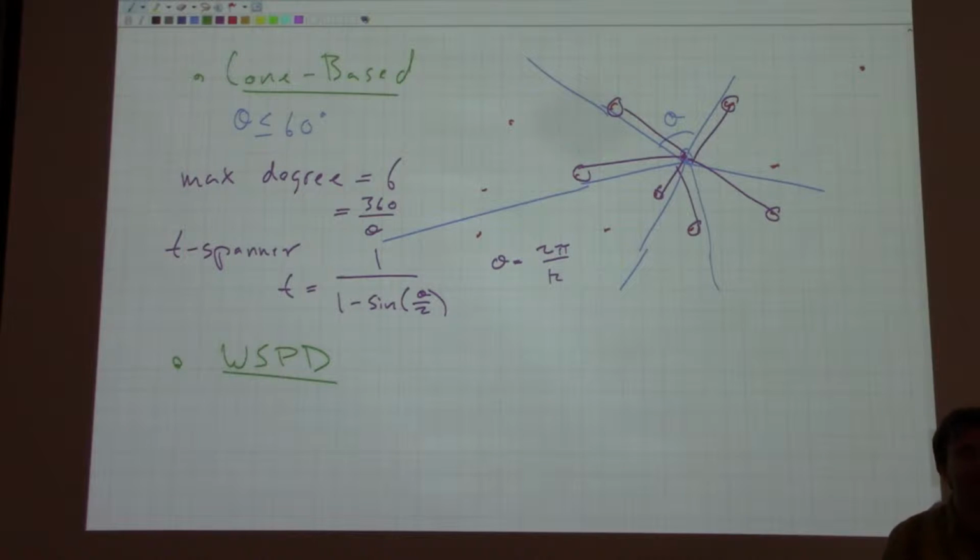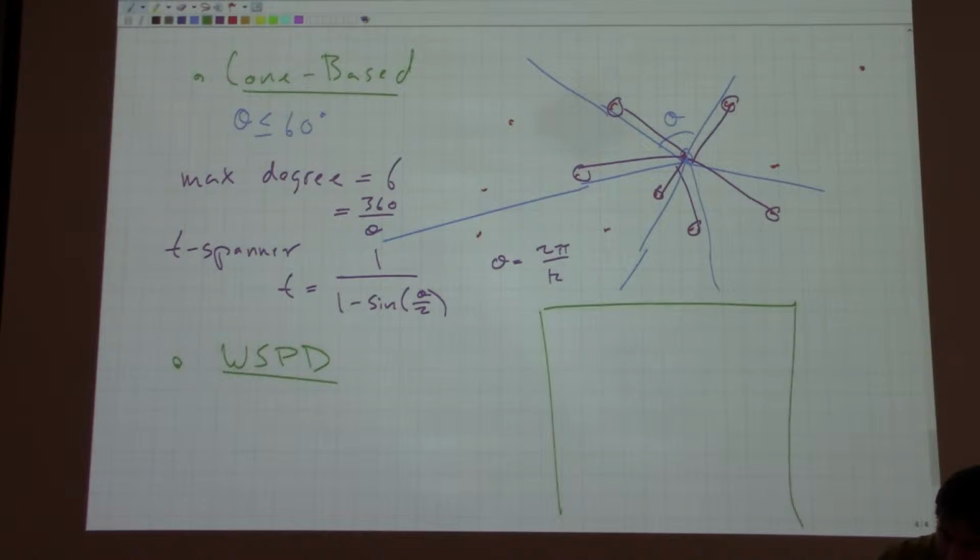It's called WSPD, which is a well-separated pair decomposition of a graph, which is a mouthful, and the technical description is kind of a little bit painful. So I have 4 minutes left, so I'm not actually going to tell you exactly what a WSPD is, because it would take longer than that, but I'm going to tell you how to construct this, which I think is what's actually cool about this.